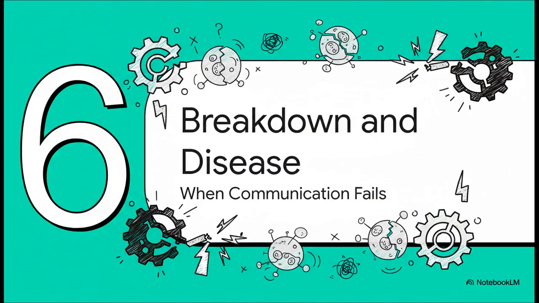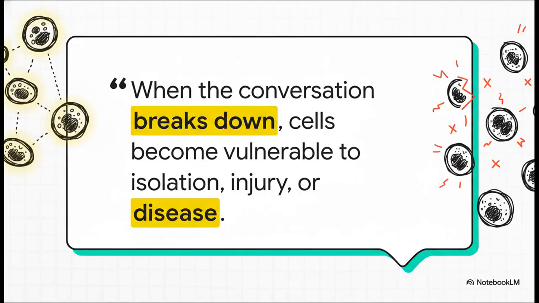So, what happens when this perfectly tuned factory starts to go wrong? When the machines break down, the power fails, or that critical cellular conversation just stops? That, right there, is where disease begins. And this quote from our source material just hits the nail on the head. Our health literally depends on our cells having a kind of chemical fondness for each other. When that conversation breaks down, the whole system becomes vulnerable.